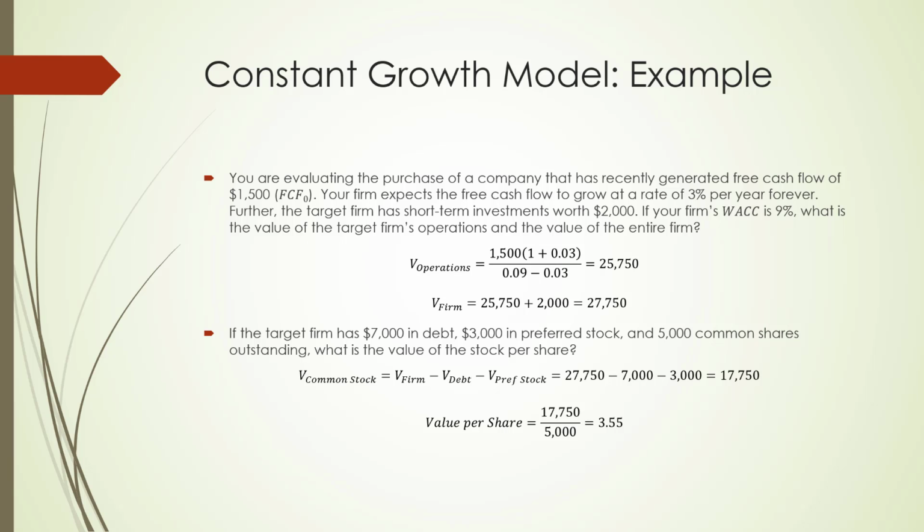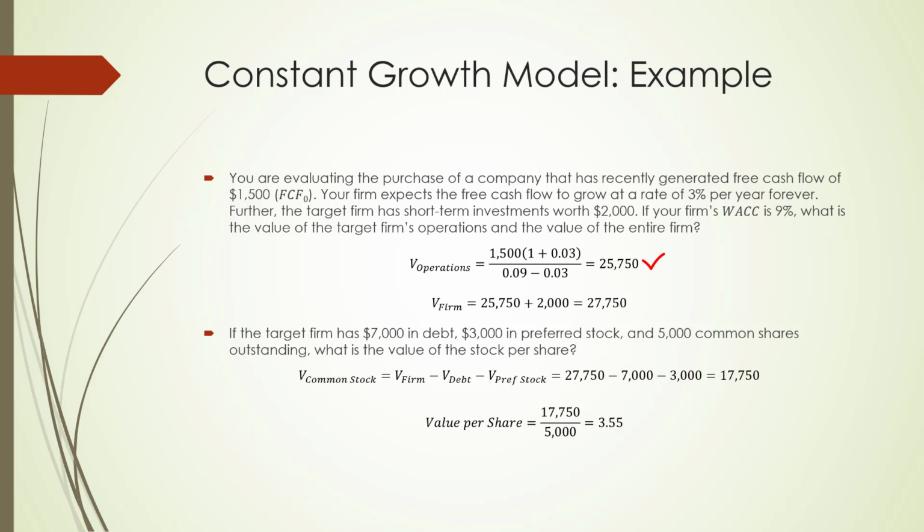Now, if you're going to make a bid for this company and it's a publicly traded firm, generally you would phrase that bid in terms of a price per share. So we know that the common equity is worth $17,750. If we divide that by the number of shares outstanding, which is 5,000, we get a price of $3.55 per share. So that's a pretty simple example, but you can see how we do it.